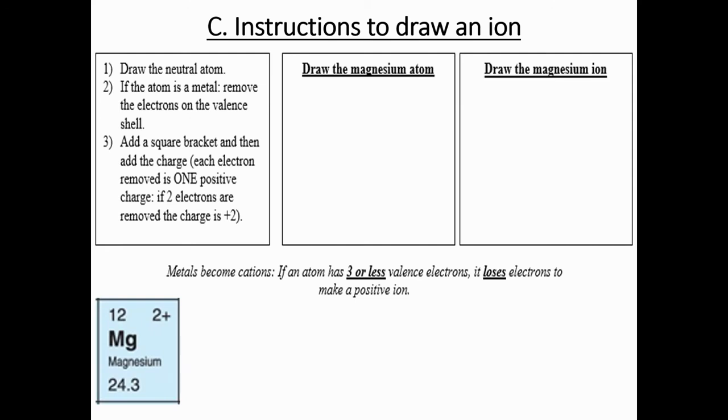So we'll do a couple examples together. I'll do some Bohr-Rutherford diagrams of elements and also their ions. We'll also do Lewis dot diagrams as well. So we're going to draw the ion for magnesium.